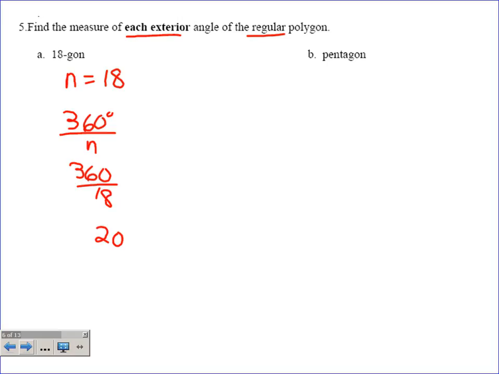20. 20? So each exterior angle, if it is an angle, we got to put those degrees on there. Each exterior angle would be 20 degrees. I can't draw an 18-gon, or else I would show you that each exterior angle is going to be pretty small because the interior angles are really, really big. Okay. Any questions so far?